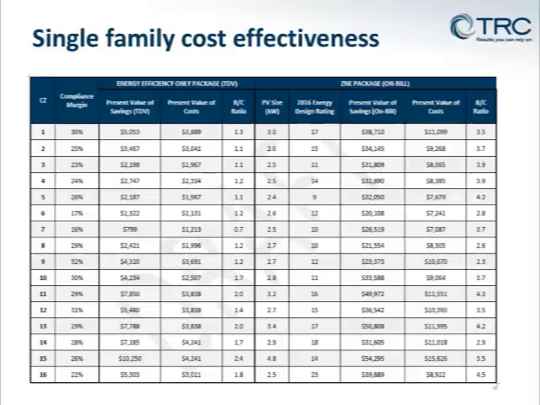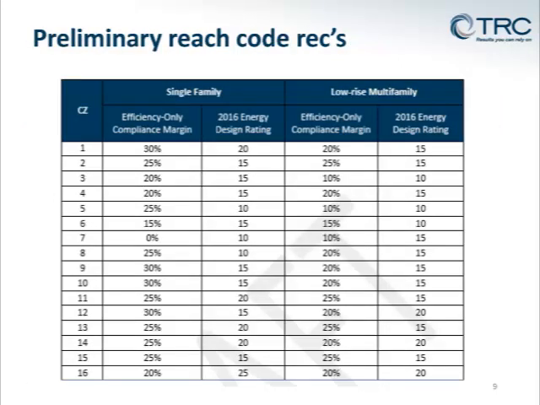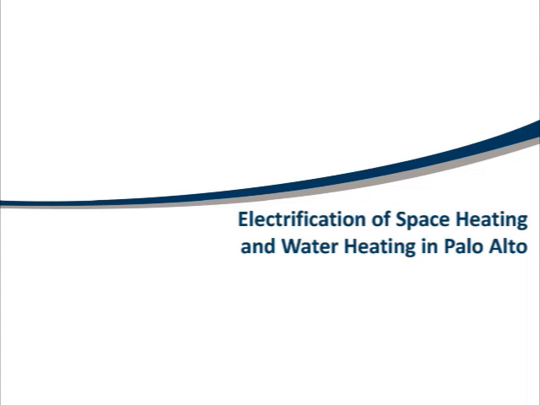Okay. All right. So slide 9 is basically our final reach code recommendation measures. It summarizes the compliance margin that we found to be cost effective. This is draft. The compliance margin that we found to be cost effective, and the energy design rating that is including PV to offset the electricity usage that we recommend for a 2016 reach code. Okay. Slide 10 is electrification of space heating and water heating in Palo Alto.